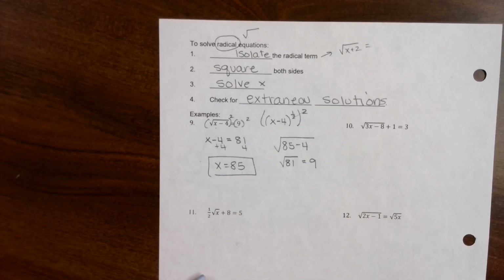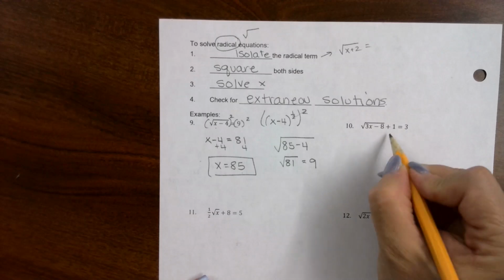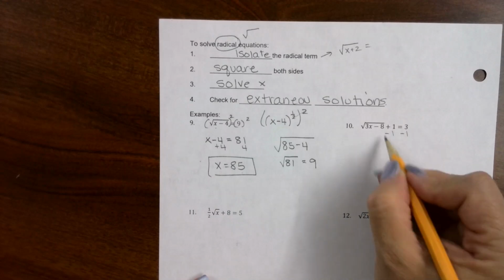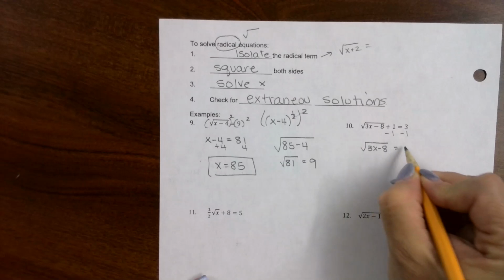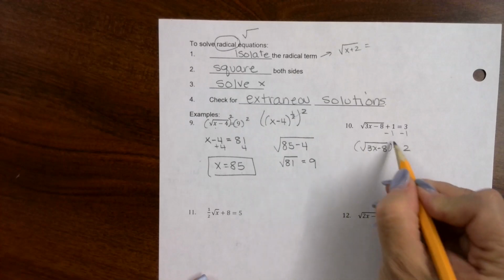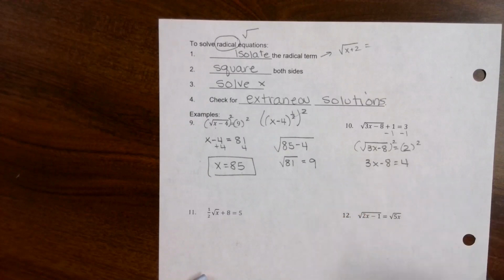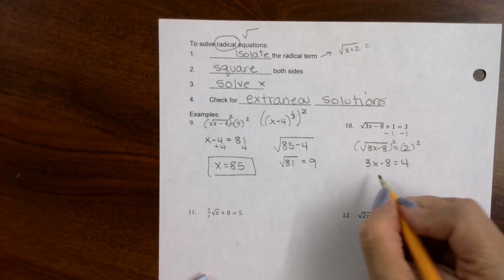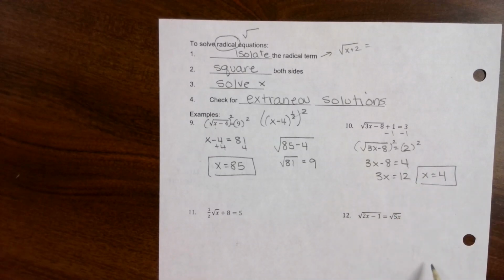All right? So with number 10, this is not isolated because I have this plus 1 hanging off the end here. So I'm going to move that plus 1. So I subtract it from both sides and I end up with 3x minus 8 equals 2. Now, again, this is isolated. Doesn't matter that I have other things going on here. So I'm going to square this side and square this side, and I have 3x minus 8 equals 4. When I square 2, I have 4. So 3x equals 12, and x equals 4. Now, I could go back in and test that, but I'm pretty confident in that answer. So let's keep going.